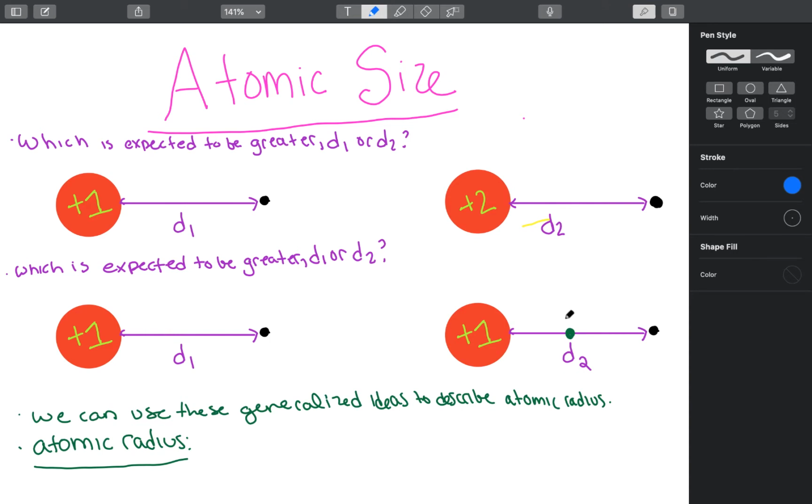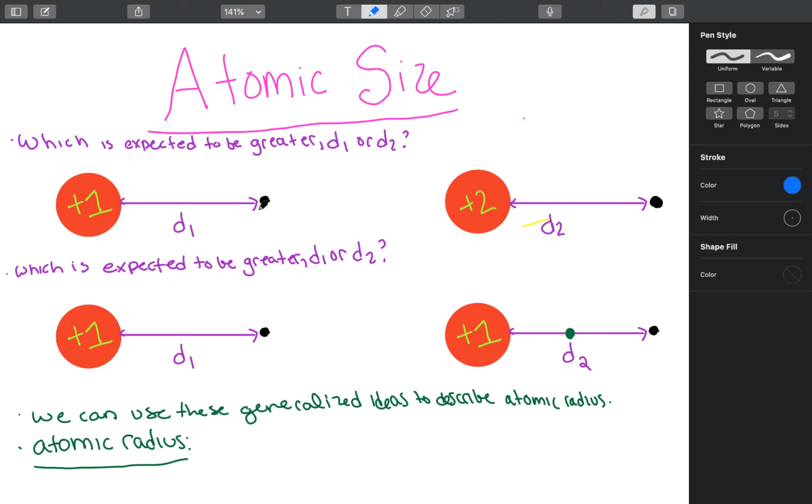So today we're going to be talking about atomic size or atomic radius. So the first thing that I want to do is to do two different thought experiments. In this first thought experiment we have two different atoms with two different charged nuclei. In the first atom we have a +1 charged nucleus, and in the second atom we have a +2 charged nucleus.